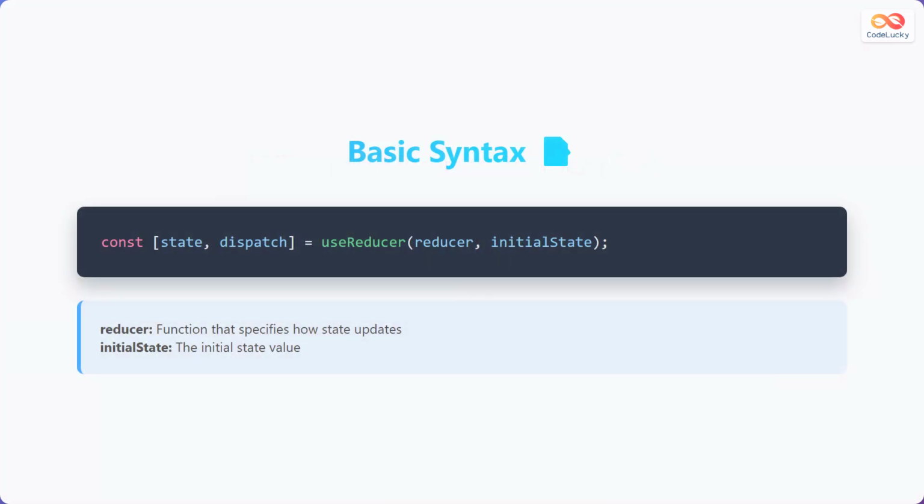Let's take a look at the basic syntax of useReducer. You typically declare it like this: const [state, dispatch] = useReducer(reducer, initialState); Here, state represents the current state value, and dispatch is a function used to trigger state updates. The reducer function specifies how the state should be updated, and initialState is the starting value of the state.